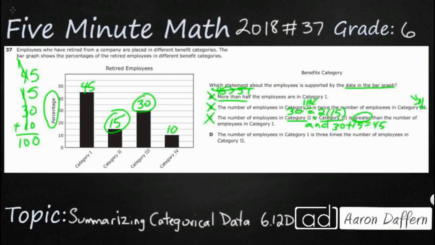So let us hope the answer is D. The number of employees in category 1 is 3 times the number of employees in category 2. So let's just put that into an equation. The number of employees in category 1, 45, is, so there's my equal, 3 times the number of employees in category 2, which happens to be 15. So what is 3 times 15? Well, 3 times 15 is 45. And 45 equals 45, so my answer is D.